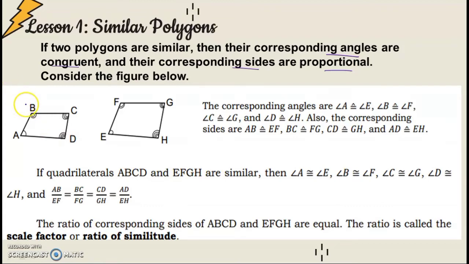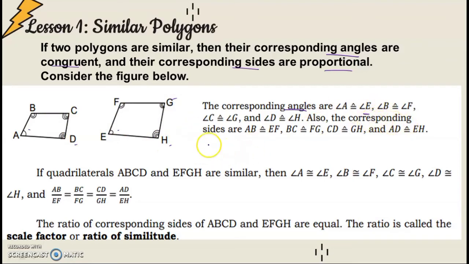Tingnan nyo itong quadrilateral ABCD, EFGH. Pag sinabing corresponding angles, yung kaparehas niya na angle. For example, itong si angle A, ano ba yung kaparehas niya na itsura? Diba itong si angle E? So, ibig sabihin, angle A corresponds to angle E. Same with si angle B corresponds to angle F. And then angle C corresponds to angle G. Angle D corresponds to angle H.